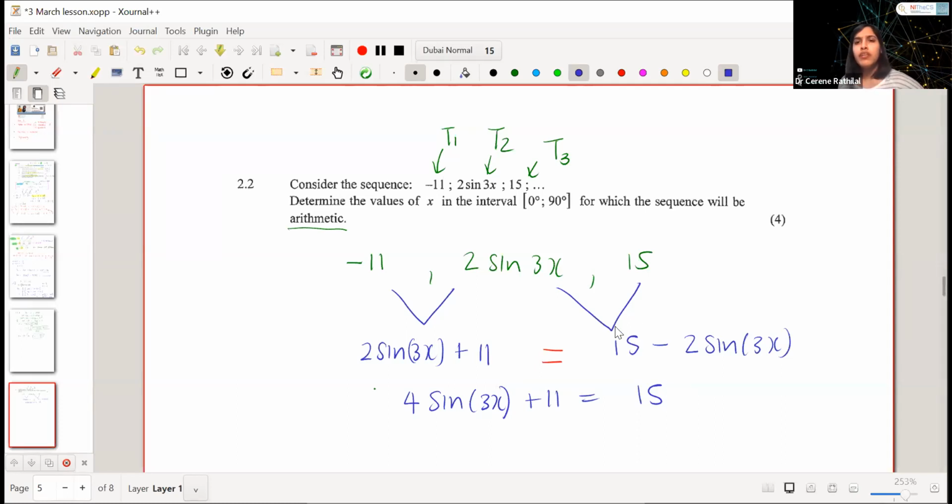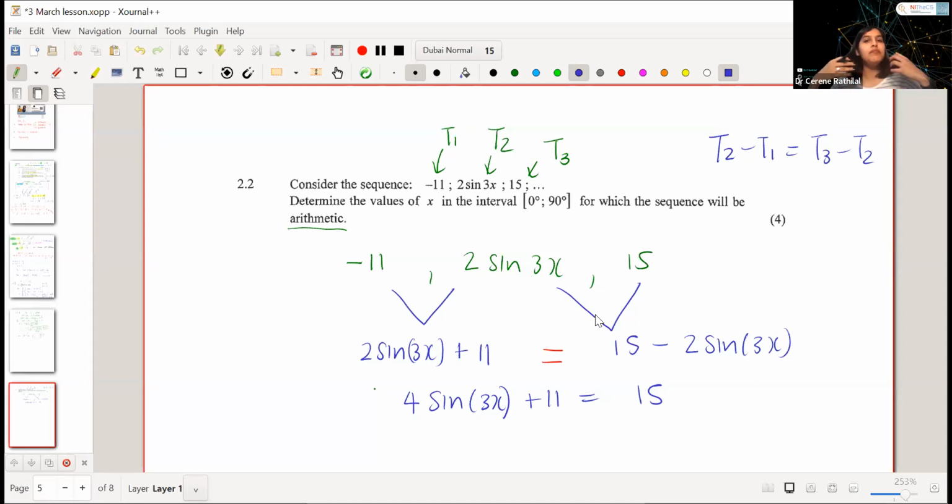But this is a very simple thing that we're doing. All we want to do is we're solving for x. Here's term 1, term 2, and term 3. We know that t2 minus t1 should equal to, that's a difference, should equal to t3 minus t2. And that's what I've done. Here is the first difference, t2 minus t1. It is that value. And then t3 minus t2, here it is, 15 minus 2 sine 3x. And they're equal to one another. And now all I'm doing is I'm solving for x. It's as simple as that. Are we all clear on this?